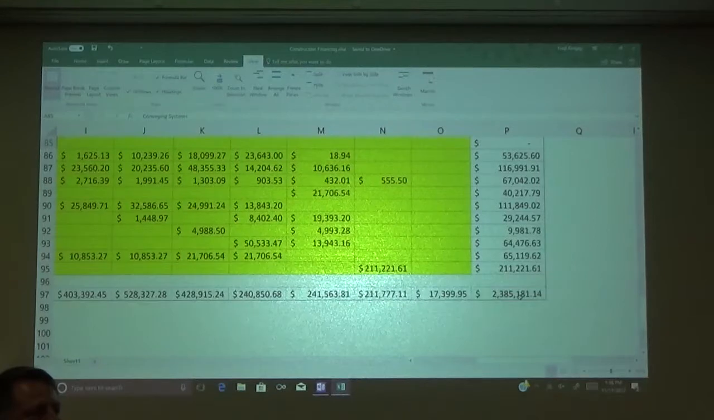The overhead and profit is pretty much the GC's profit and the project management office of the GC, right? Right. That you have to pay. Okay. Other thoughts, questions on it?